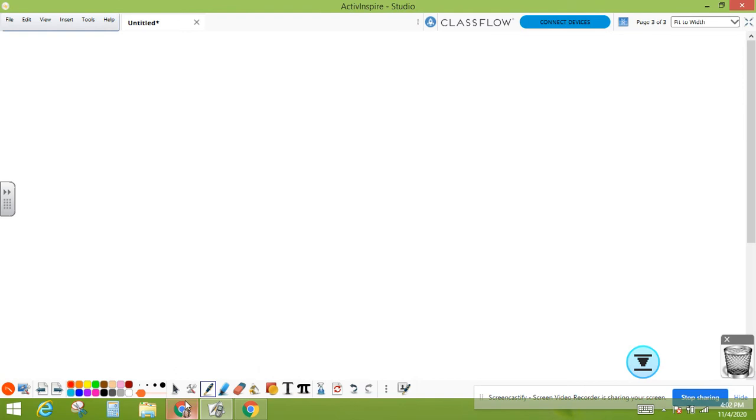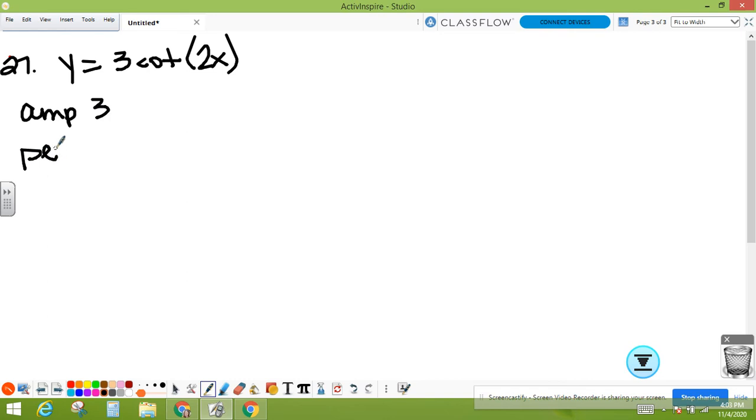All right, so next we have number 27. So we have y equals 3 cotangent 2x. All right, so these are being multiplied, so it's like that's in parentheses. All right, so we have an amp, not really, but of 3. We have a period. Again, since there's no plus or minus in these parentheses, we don't know whether degrees or radians, so you get to pick your poison. So I picked degrees.